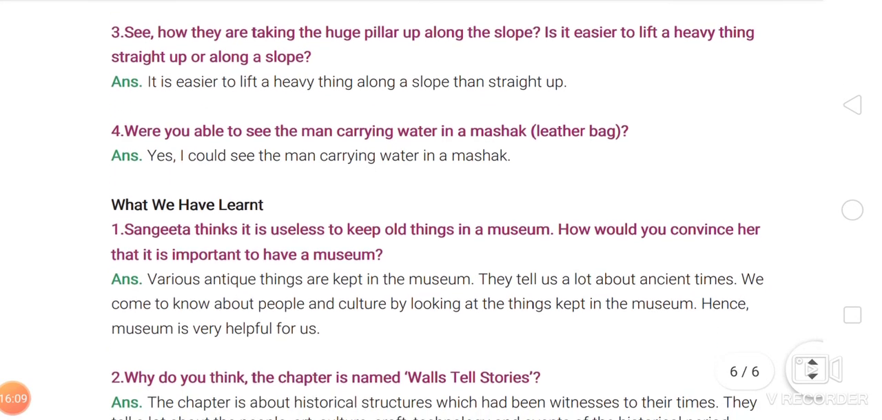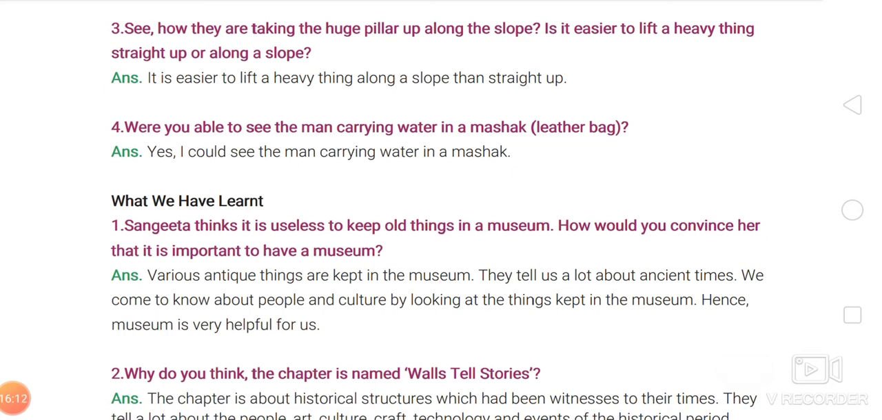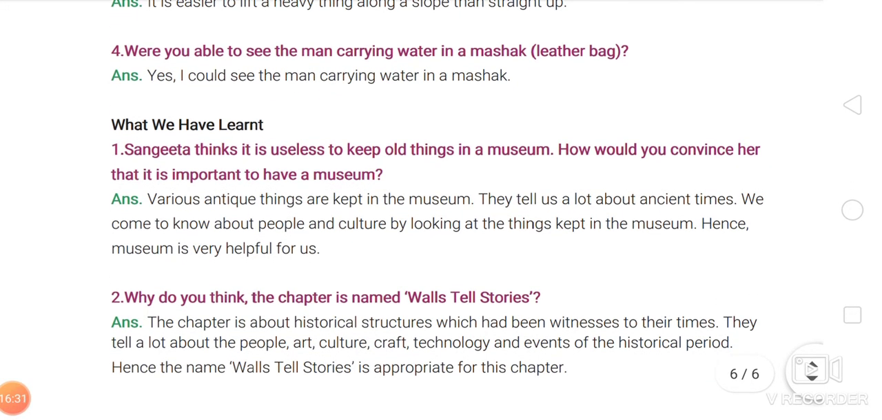See how they are taking the huge pillar up along the slope. Is it easier to lift a heavy thing straight up or along a slope? It is easier to lift a heavy thing along a slope than straight up. Were you able to see the man carrying water in a mashak, a leather bag? So, what is a mashak? It is a leather bag. Yes, I could see the man carrying water in a mashak.